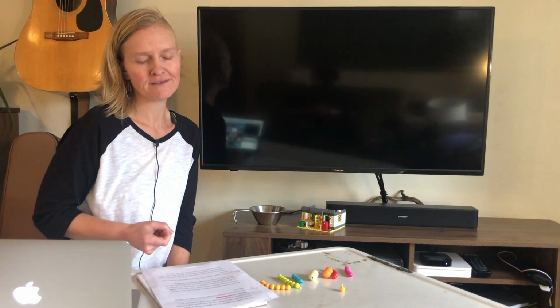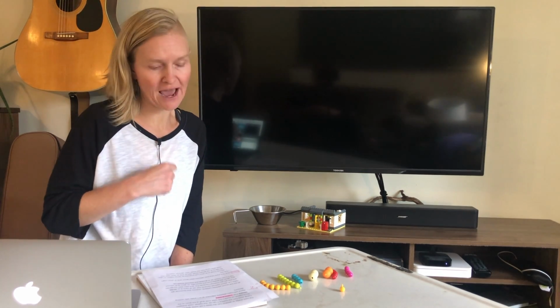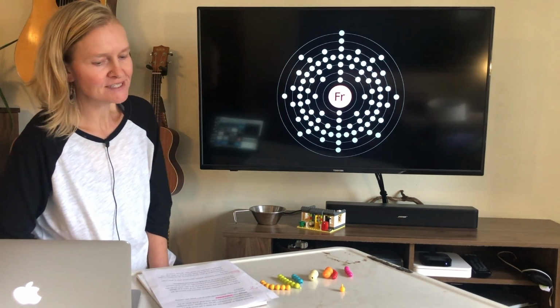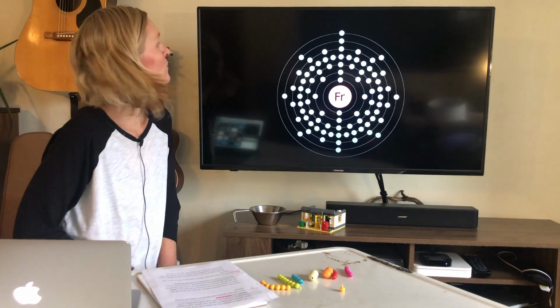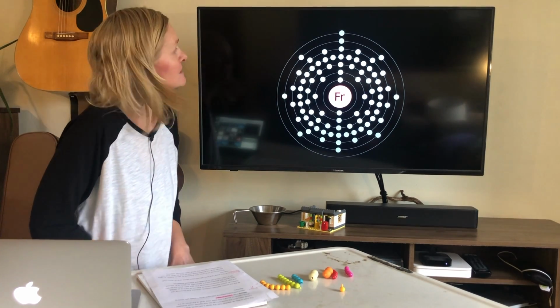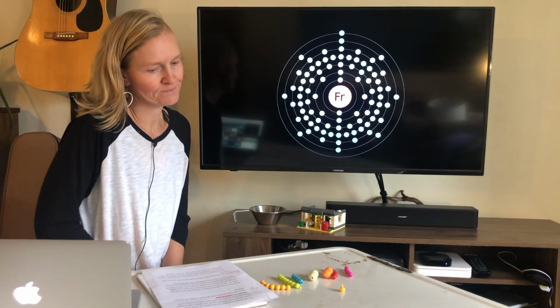So the more energy an electron has, the faster it will move and the further away from the nucleus it can be. The fastest, most energetic electrons will be found in the outer shell of the atom, or the furthest shell from the nucleus, which is called the valence shell of the atom. Atoms with many electrons may have up to 7 shells with orbiting electrons around the nucleus. And this is an atom of francium.